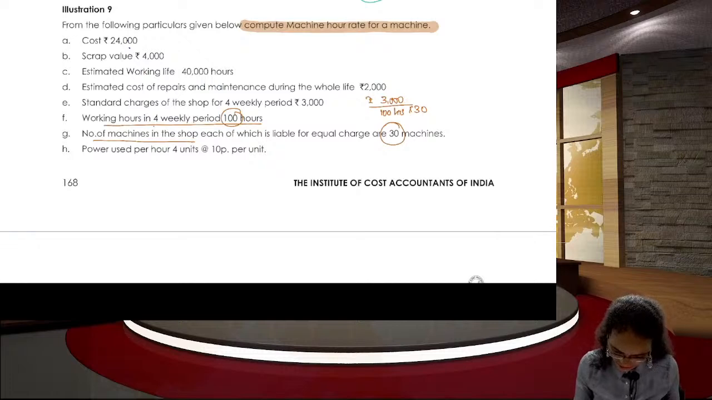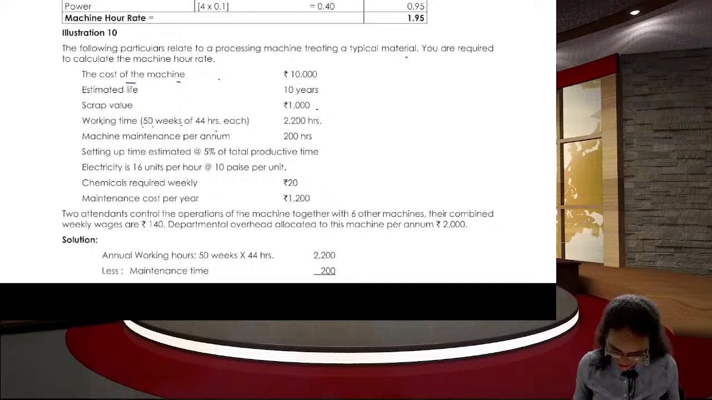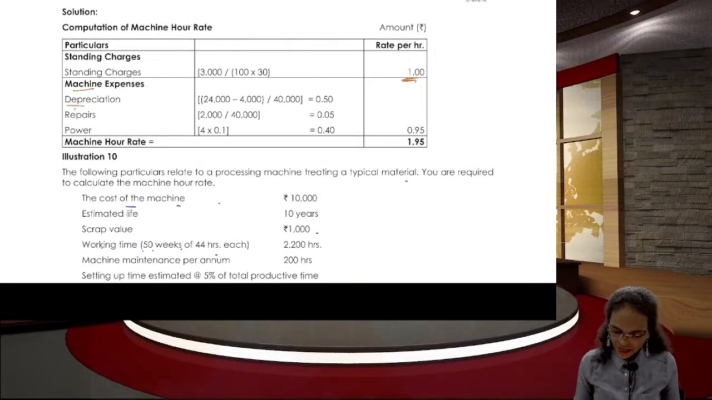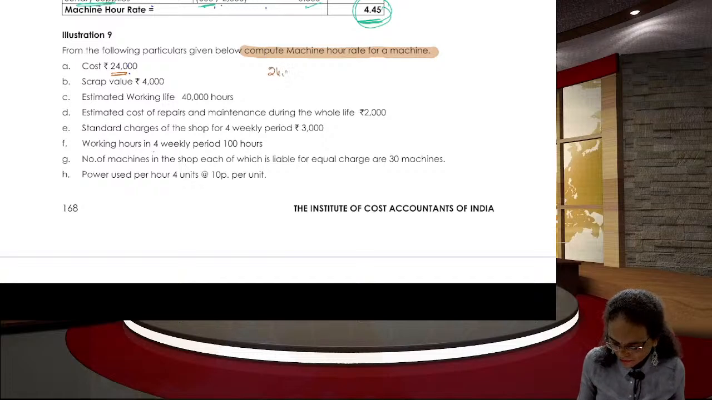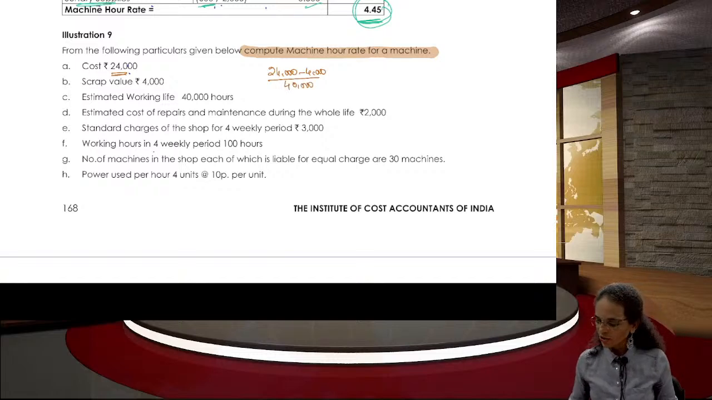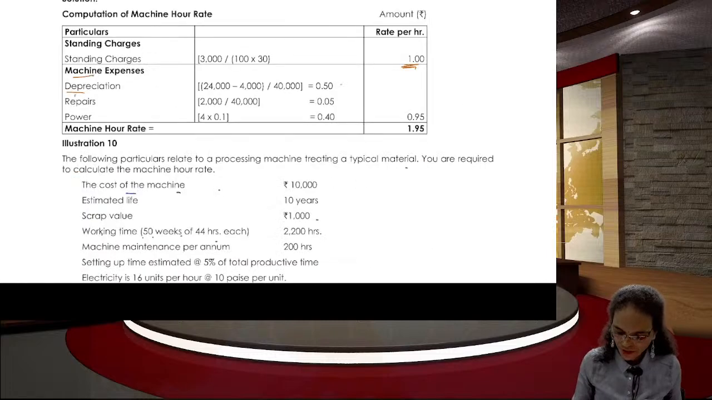Next one, from here only I will teach you. Depreciation. See, in the previous question the percentage of depreciation was directly given, but here it is not given. So 24,000 minus 4,000 divided by 40,000 hours gives the per hour depreciation. That is 0.5 paisa for the depreciation per hour.